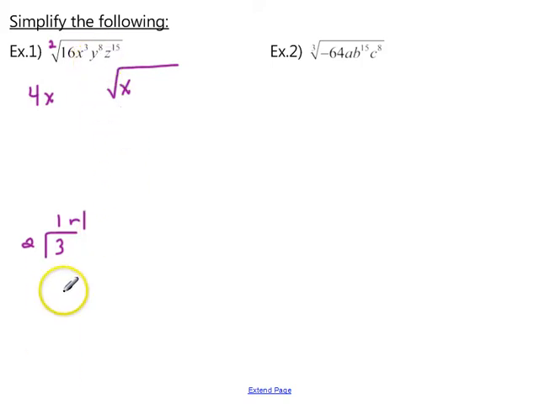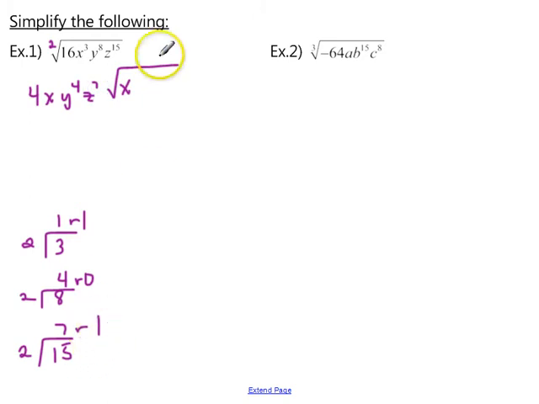Y to the 8th, you're going to take that 8 and divide it by 2, and then we get 4 with a remainder of 0. So since they all get out, we're going to have y to the 4th that make it out. And then z to the 15th, again, we'll take 15, divide it by 2, and we're going to get 7 with a remainder of 1. So again, 7 pairs will make it out, and then 1 of them needs to stay underneath. And this is going to be our simplified expression.